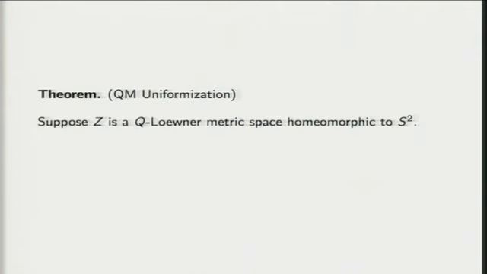Okay, maybe I'll just state this one more result. So if you have a Löwner space homeomorphic to the two-sphere, then in fact Q is equal to 2 and it's quasi-Möbius homeomorphic to a two-sphere. Okay. Right, so now I think I'll stop before covering the last slide.